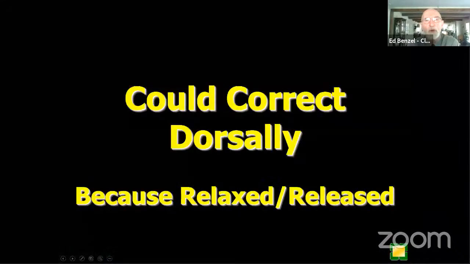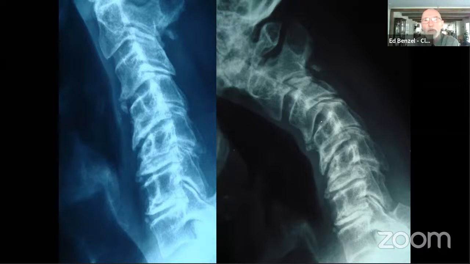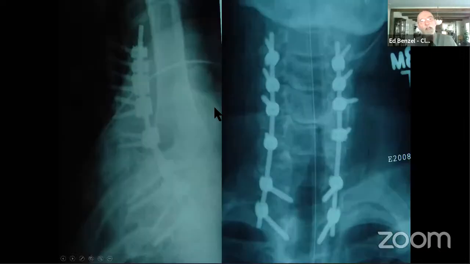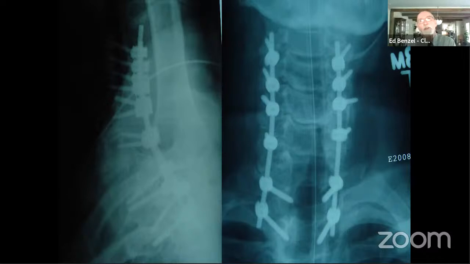So we knew we could fix him dorsally, as I mentioned before. And so we did facet osteotomies at multiple levels, and then instrumented him and fused him. And we pounded our chest and said, this is good. He was happy, his myelopathy improved.